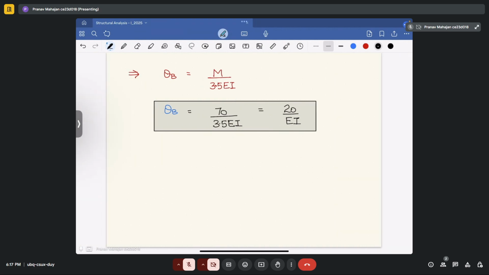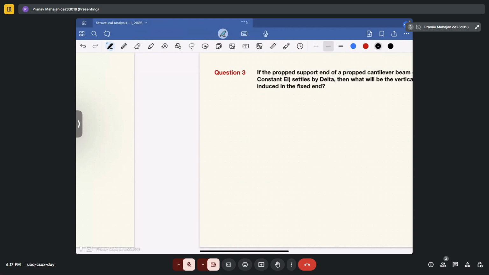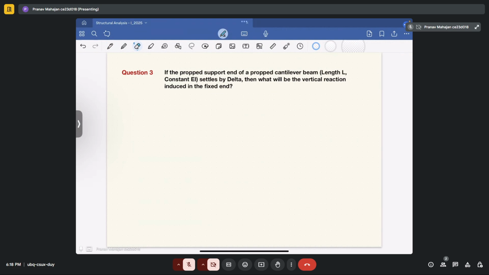Now we will go to the next question. The question is: if the propped end of the propped cantilever beam having length L and constant EI settles by delta, that is your displacement, then what will be the vertical reaction induced in the fixed end? Let me draw first how the propped cantilever beam looks like.